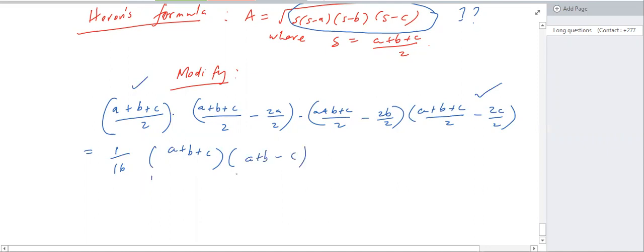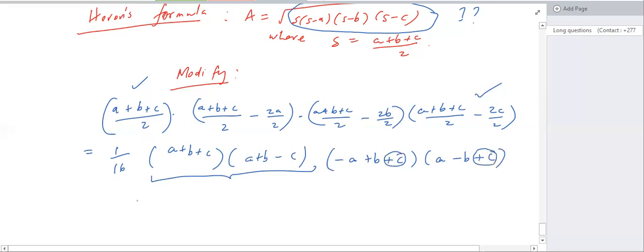So we can look at the difference of two squares into, let us collect these two terms now. So what we have here is minus A plus B plus C, and then what we have here is A minus B plus C. But what's common in both is that plus C here and plus C here. So we can write it out as 1 over 16 into A plus B all squared minus C squared. That's what this part here is.